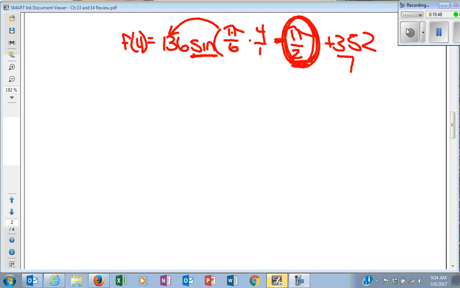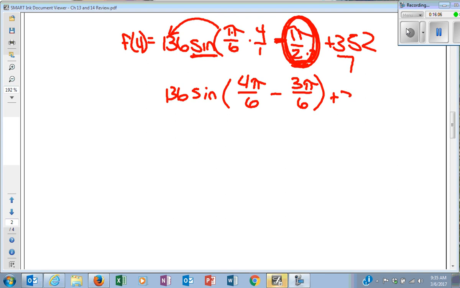What you could have done is you could have said, hey, it's 136 sine. Right here this would become 4 pi over 6 minus, I can't subtract these unless they have a common denominator, so I make this a 6 by multiplying by 3. So this becomes 3 pi over 6. And this is actually the better way to do it because I don't do any approximations. This turns into, I really want the sine of pi over 6 plus 352.